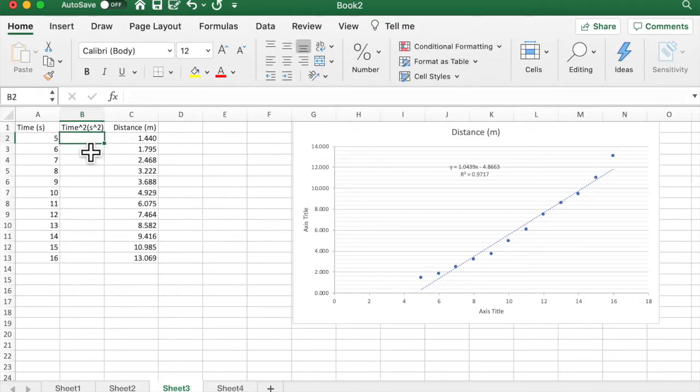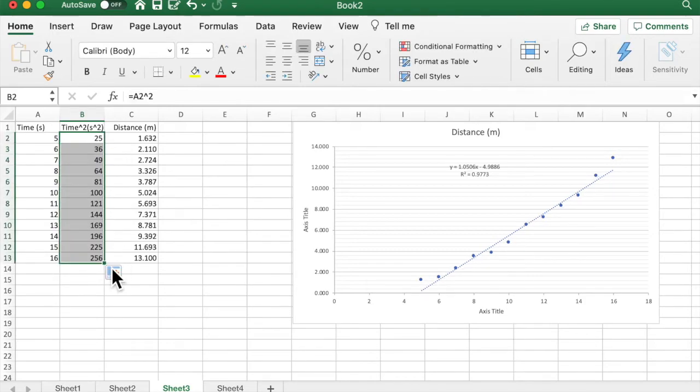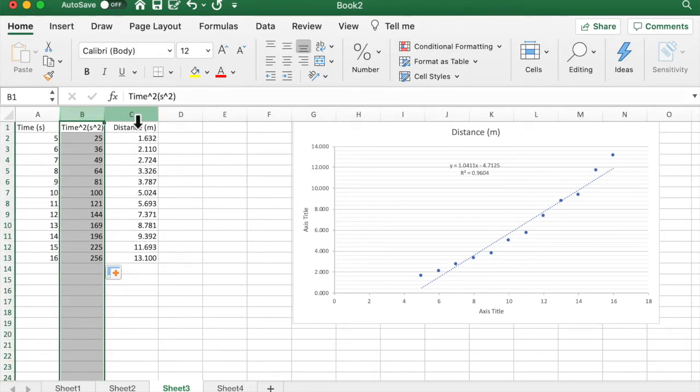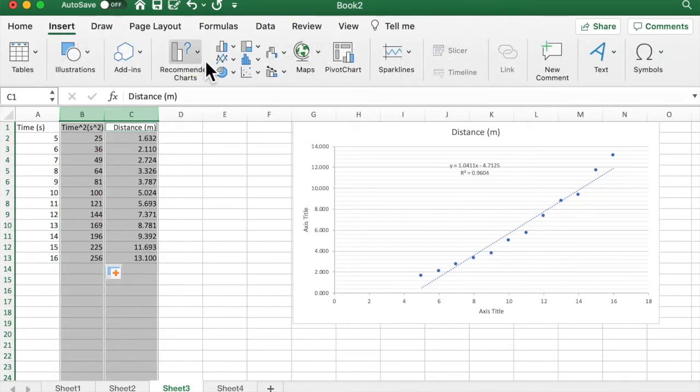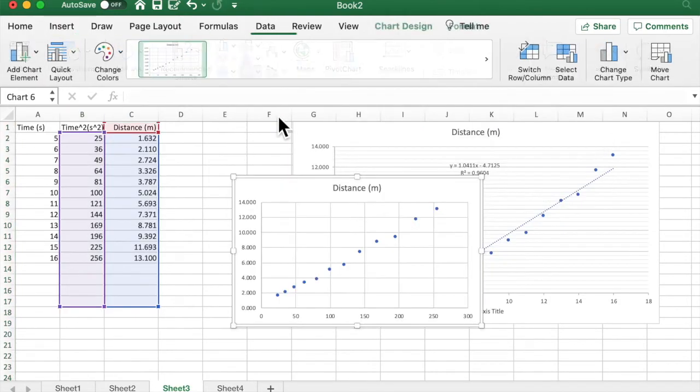And I'm going to put in another equal sign to tell Excel that I want to put in a formula, and I'm going to select this and square it. So I'm now going to bring this down, and now I'm going to plot the time squared versus the distance and see what that then gives me. So I'm going to insert a graph.